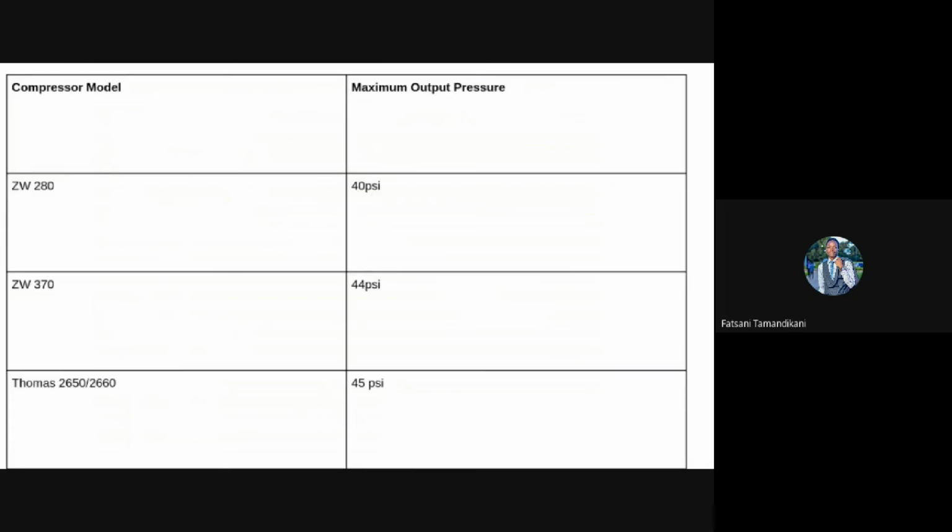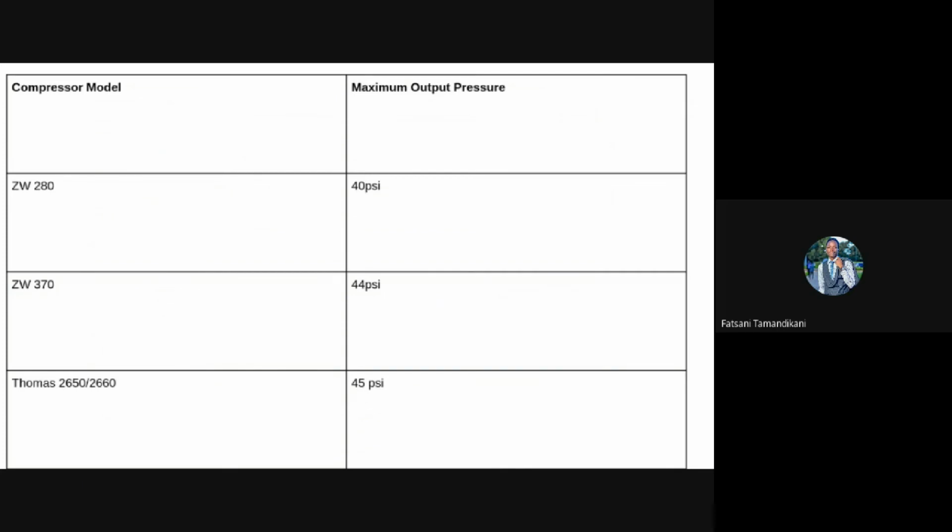For example, in the ZW280 compressor, the maximum pressure that it can produce is 40 psi, as you can see in the graphics. For the ZW370, the maximum pressure is 44 psi, and for the Thomas 2650 and the Thomas 2660, the maximum pressure that you can produce is 45 psi. The other factor that can affect compressor output pressure is the stroke size.